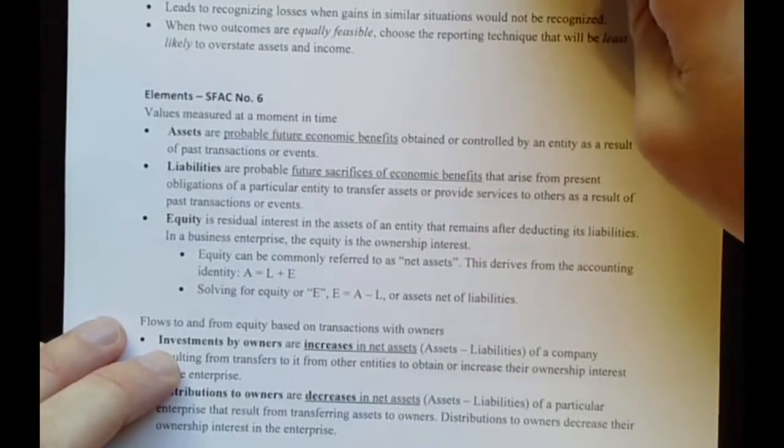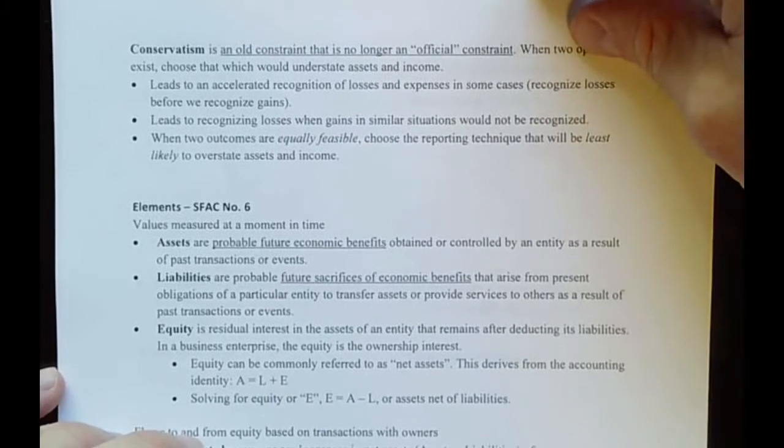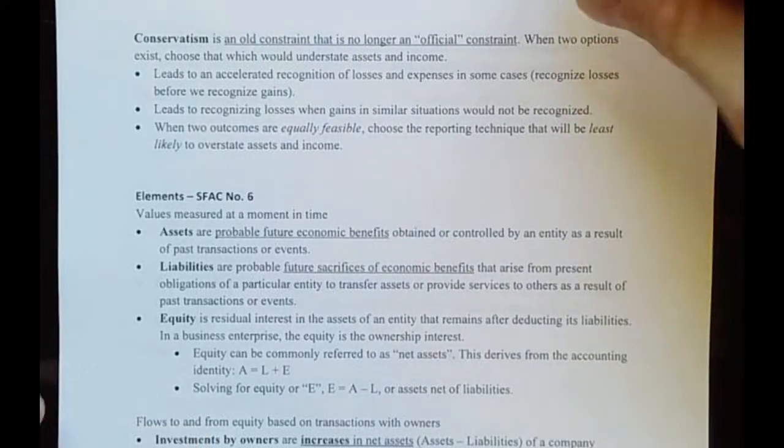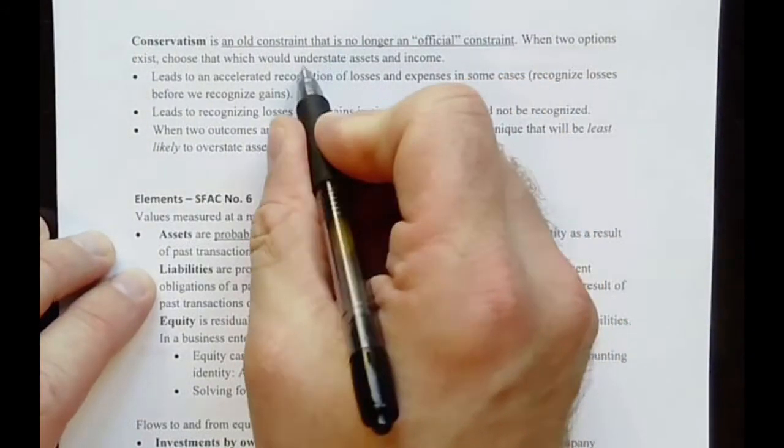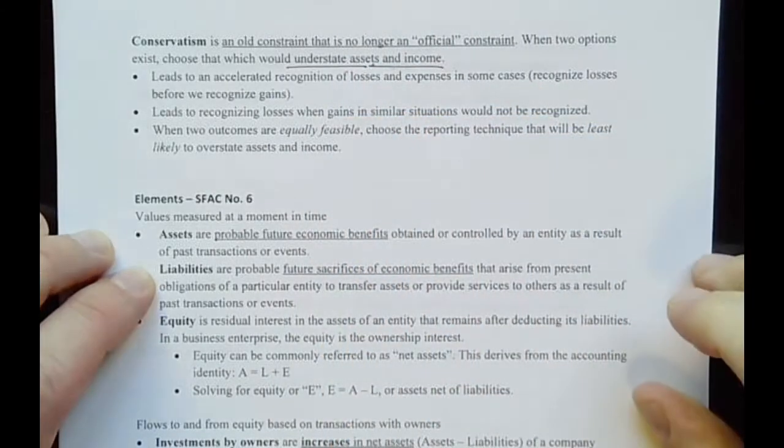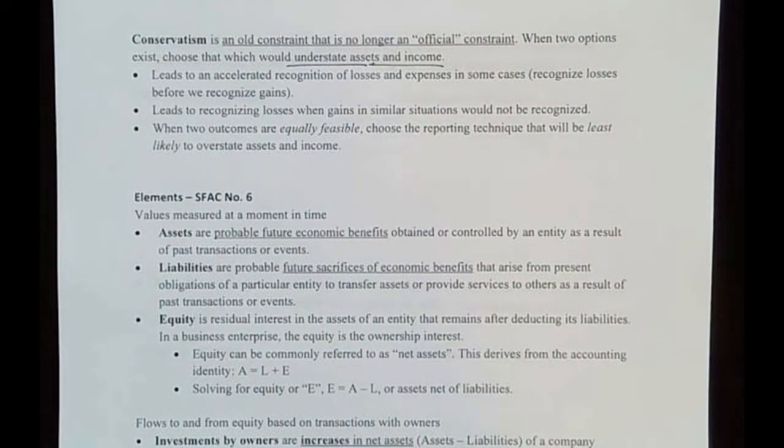One definite large one is conservatism. Conservatism is actually no longer an official constraint, but what it tells us is that when two options exist and we can't decide, they would be equally probable, equally favorable under GAAP, then we should choose the one that understates assets and income. And that's going to be really a dual effect, as we're going to see as we look through the elements, that when I understate assets, it tends to reverberate into or echo onto the income statement as an understatement of income, or vice versa.